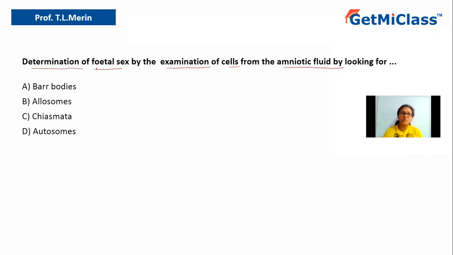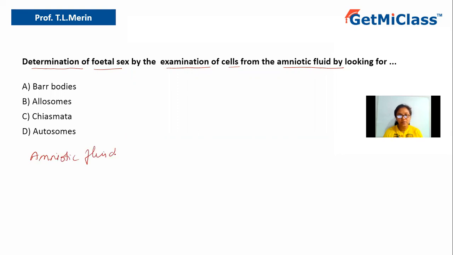So how is this determination of fetal sex done? What do they look for? The sample which is collected is the amniotic fluid because it contains cells. Which cells does it contain? It contains the stem cells or the embryonic cells. So let us understand, first of all, what do you mean by amniotic fluid?